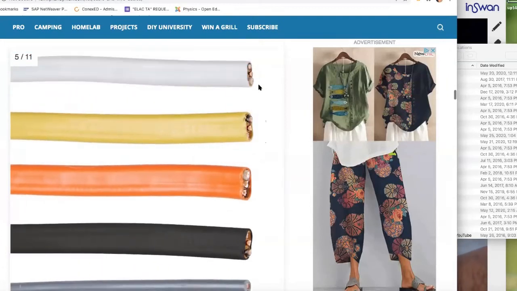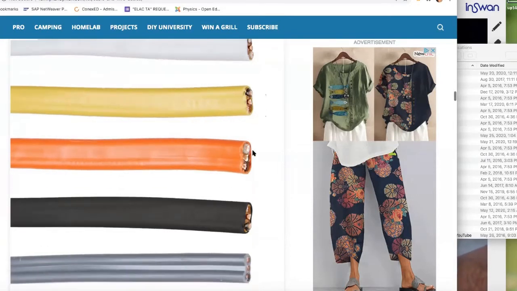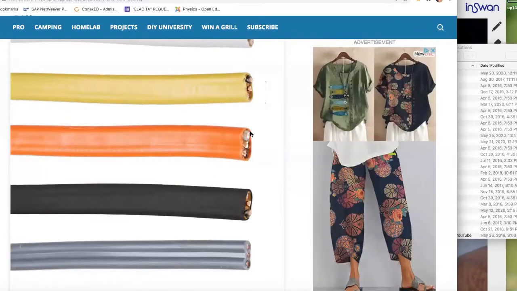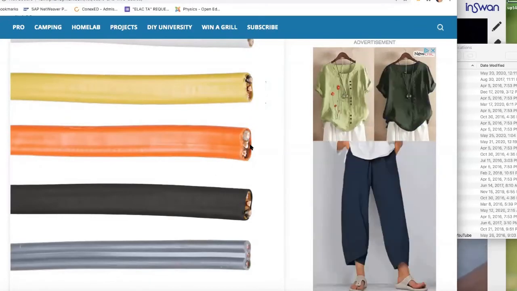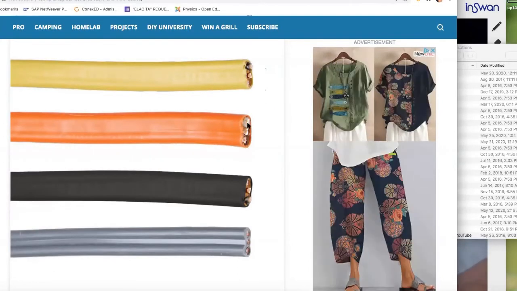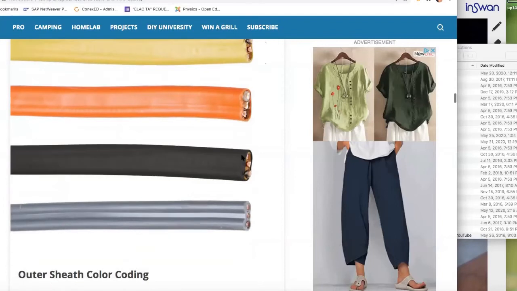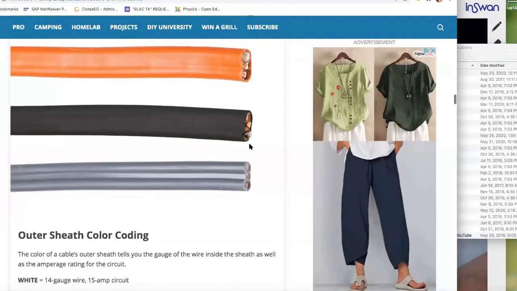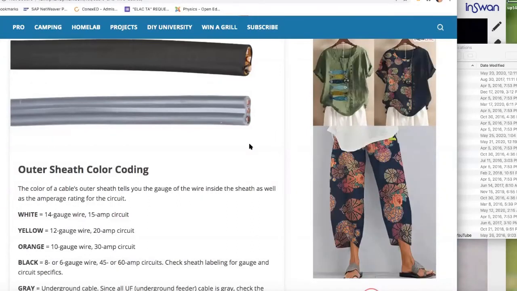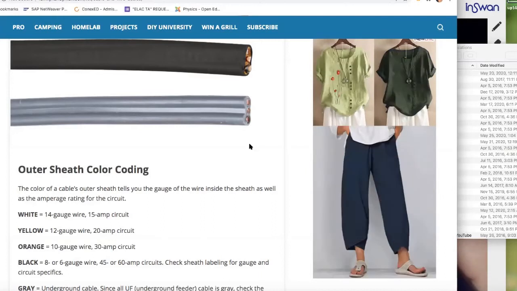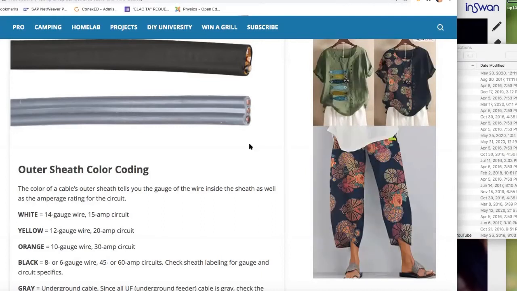See this wire itself, this one you see here, this is thin. That's 14 gauge. You see how thin this is inside? And then this one here, they're thicker. And this one is thicker. That's orange. That's 10 gauge. This was 12 gauge, this is 10 gauge. Black is even thicker. So that's going to be 8 or 6 gauge, 45 or 60 amp.